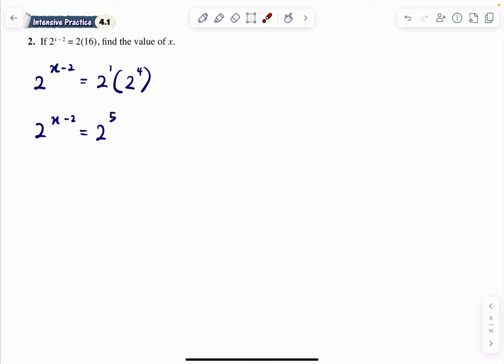Therefore, we can compare the power. Since this is same base, we just say x minus 2 equals to 5. So x will equal to 5 plus 2, which is 7. Done. That's it.